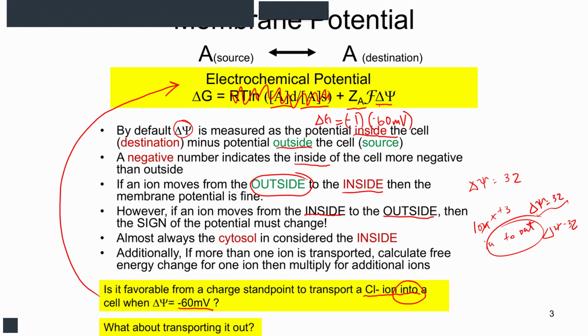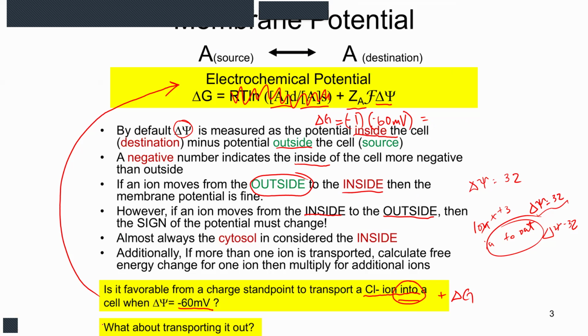That's effectively the question that we're trying to answer. And since we're going into the cell, or in other words, going from the outside to the inside, no, we don't change it. In which case, this would be a positive delta G, because negative times negative. So then my question is, is it favorable? Well, by virtue of it having a positive delta G, no, it's not.